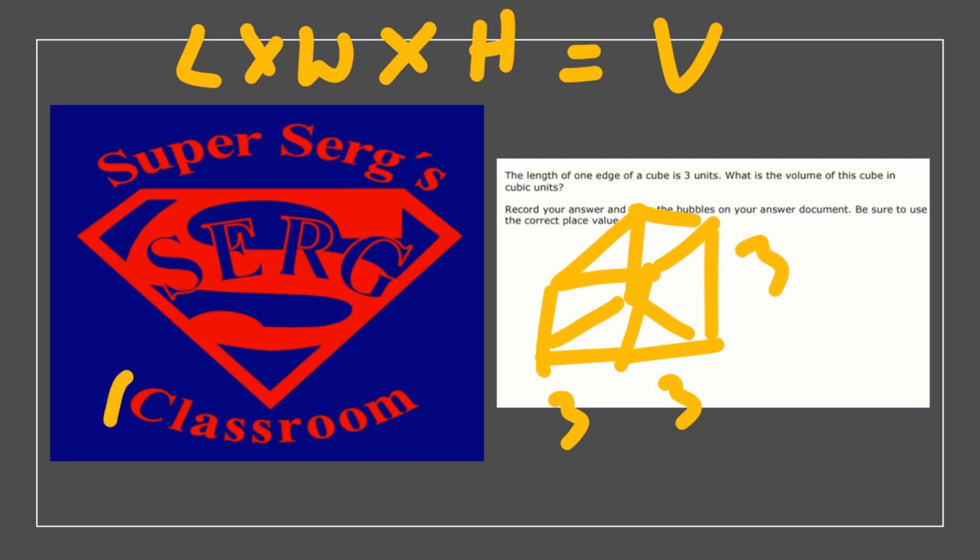So let's go. 3 times 3 times 3. Let's fill it in. 3 times 3 is 9. Times 3 is what? 27. So the volume is 27. See, that's how we do volume. Fairly simple because we already know how to do area. So all we just got to do is add one more step to get volume.